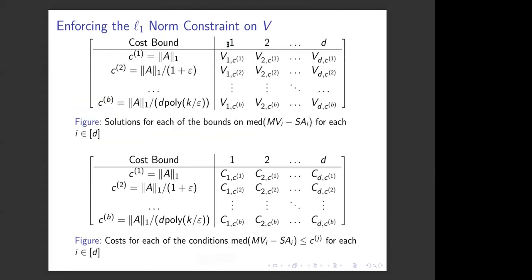So for each column, how do we figure out the right cost bound? Well, one way to do it is by brute force. For each column, you try every possible cost bound. And there are d columns, so this will be exponential in d, and that's no good. But another approach is to write the brute force as an integer linear program.